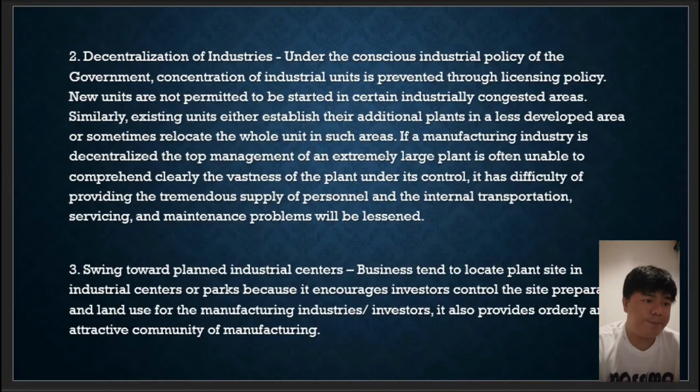So number three is swing towards planned industrial center. Businesses tend to locate the plant site in an industrial center or park because it encourages investor control of the site preparation and land use for manufacturing industry. Investors, it also provides an orderly and attractive community of manufacturing.